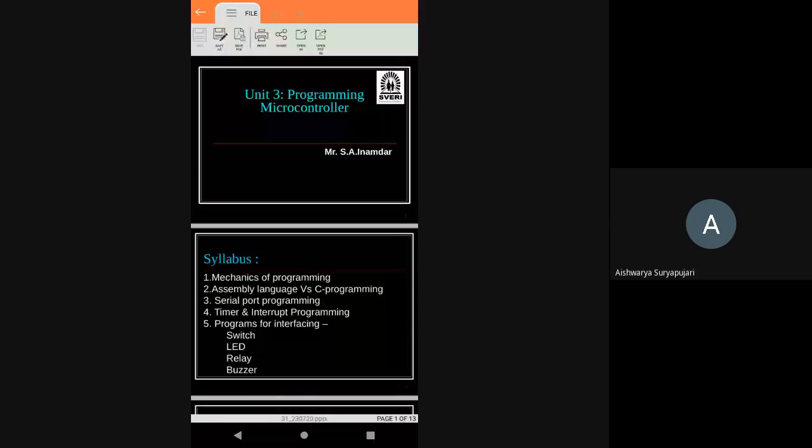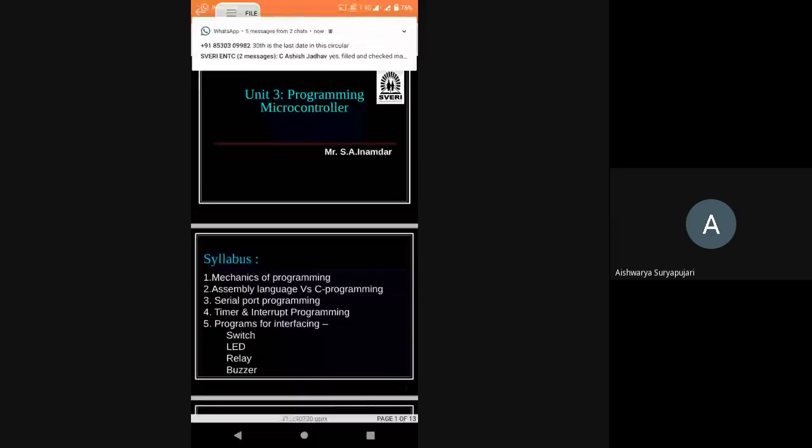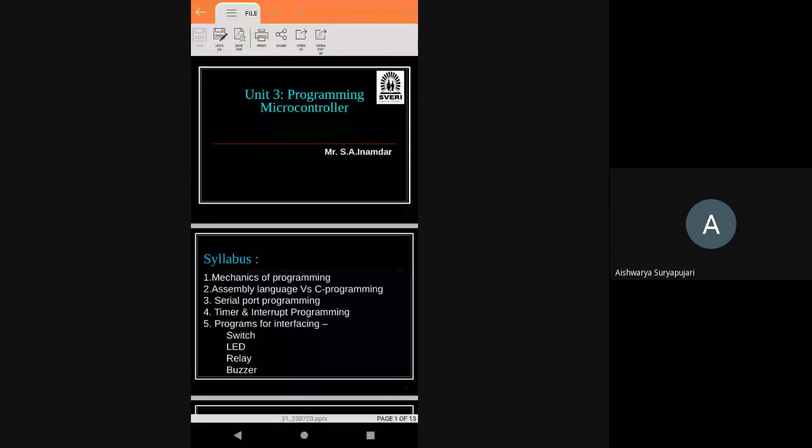Mechanics of programming, assembly language versus C programming, serial port programming, timer and interrupt programming, and the actual programs for the interfacing of a switch, LED, relay, and buzzer. So these are the official topics from this unit, which we are going to learn in unit number 3.